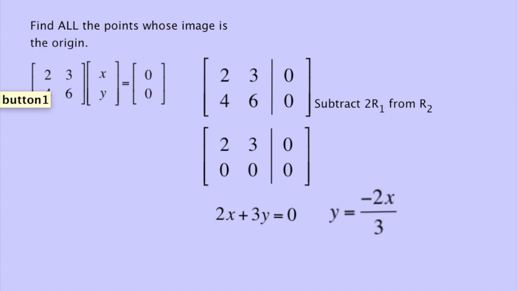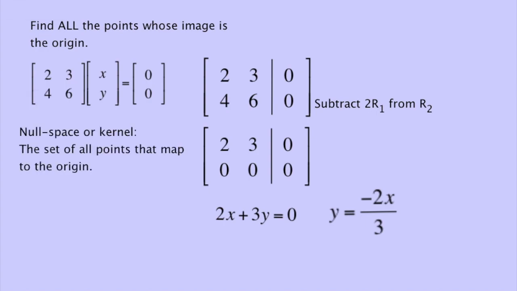This concept is called the null space or kernel of a matrix. The null space is the set of all points that map to the origin. Kernel is just a synonym for null space and the inspiration for the name of this channel.